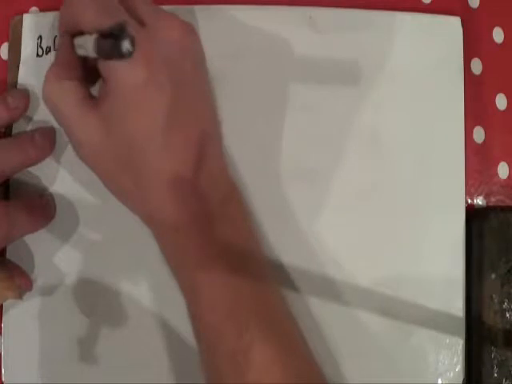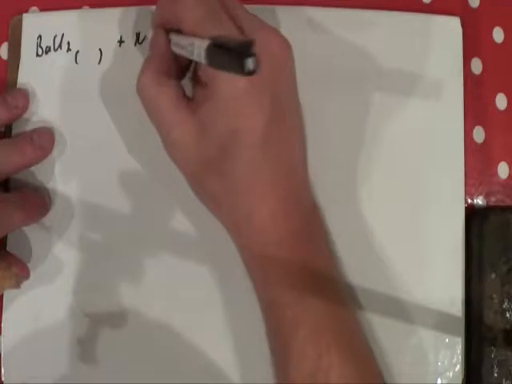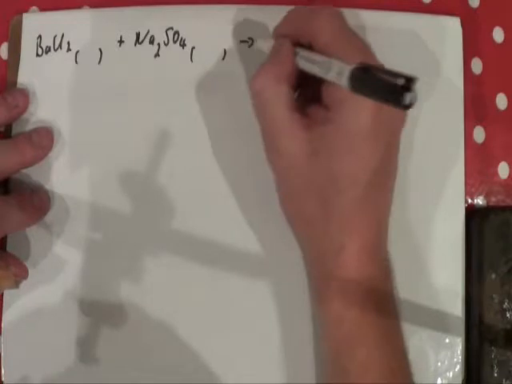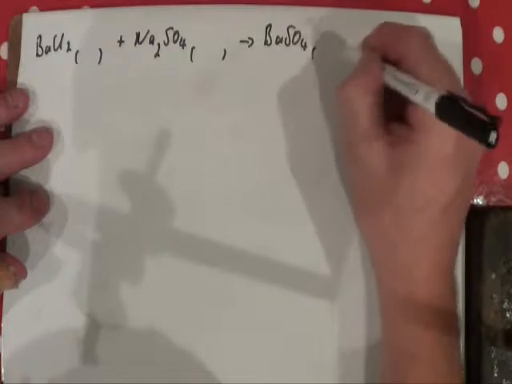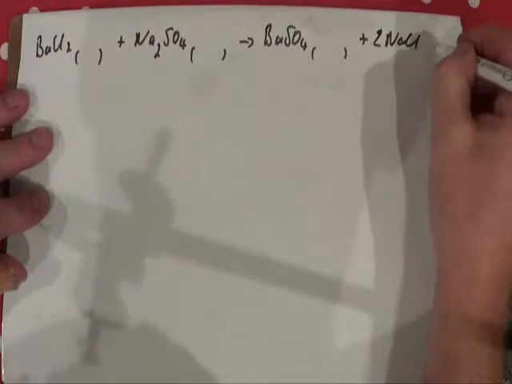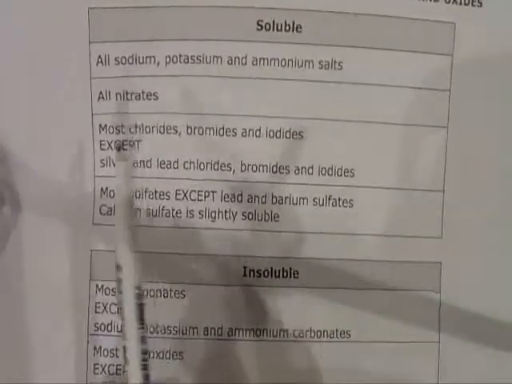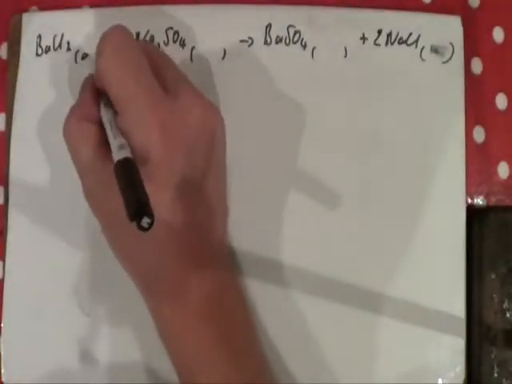Okay, let's have a look at another one. We're going to do barium chloride reacting with sodium sulfate. And that's going to give me barium sulfate and some sodium chloride. Okay, so let's have a look at barium chloride. Maybe some of you remember already that most chlorides are soluble except silver and lead. Well, that's not barium, so therefore barium chloride is soluble.